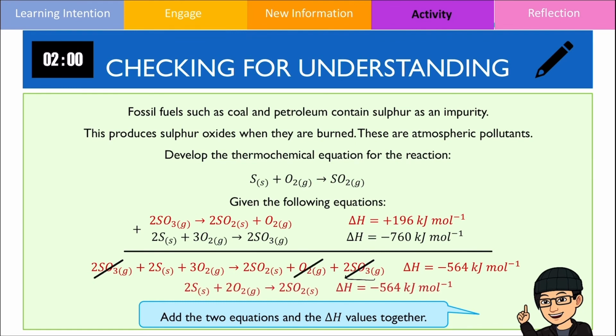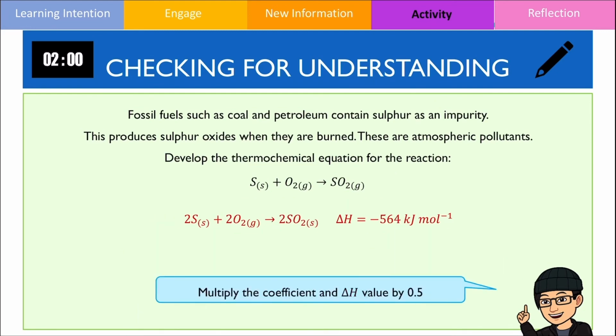Now, we've almost arrived at the final answer. However, in this particular equation over here, the coefficients for each of these species is 1. So what we're going to be doing is multiplying each of our coefficients by 0.5 as well as our delta H value. In doing so, this is going to be our final answer.